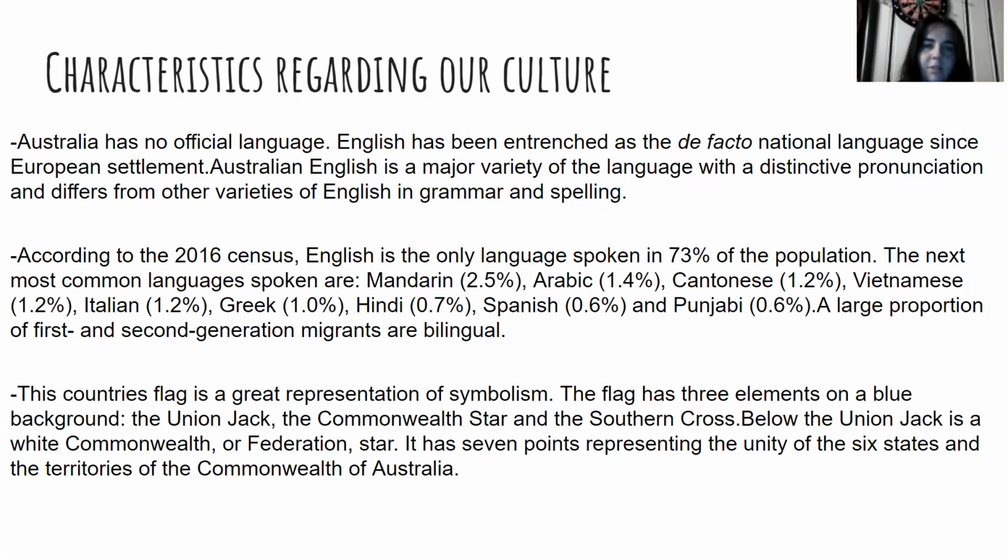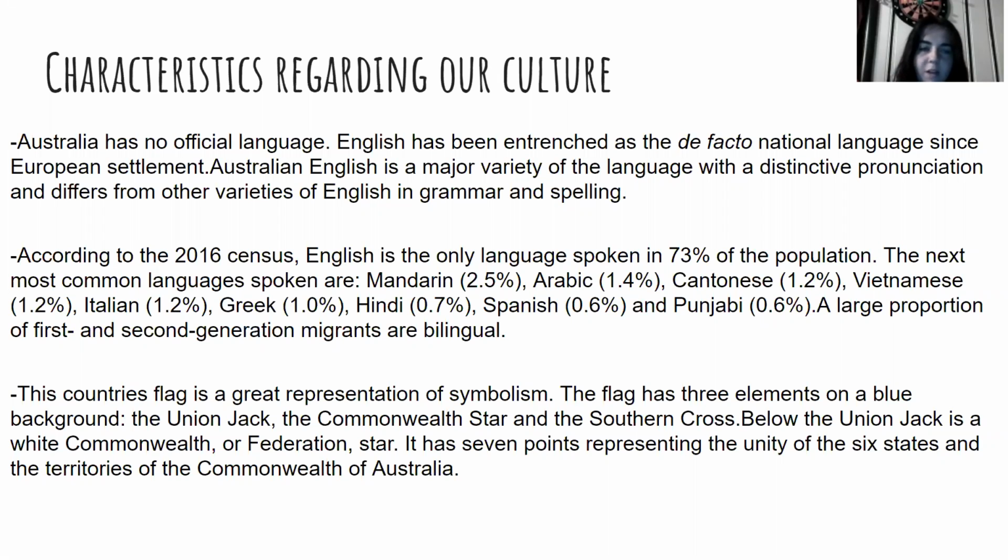So regarding characteristics of our culture, regarding language, Australia has no official language. English has been entrenched as the de facto national language since European settlement. Australian English is a major variety of the language with a distinctive pronunciation, and differs from other varieties of English in grammar and spelling. According to the 2016 census, English is the only language spoken by 73% of the population.